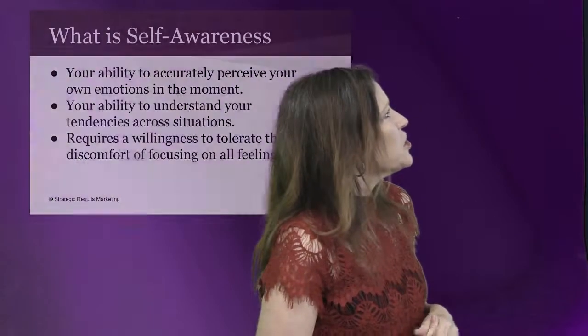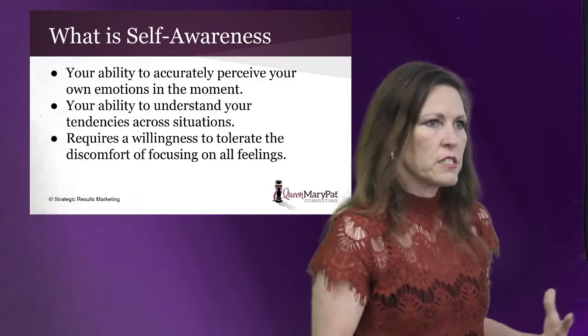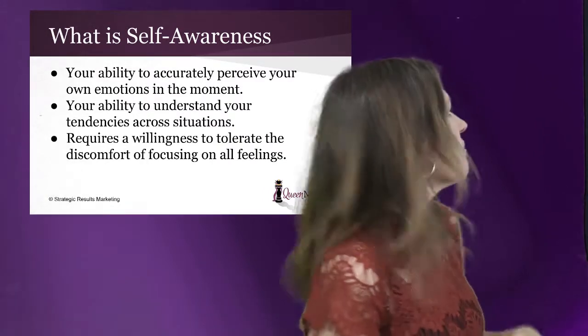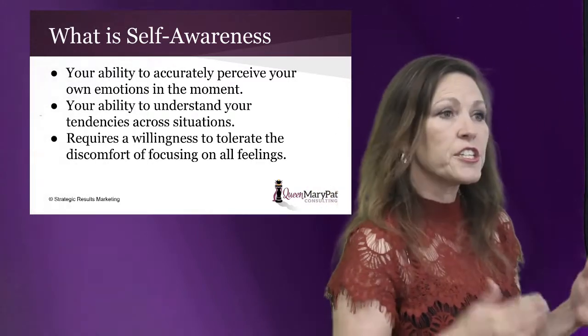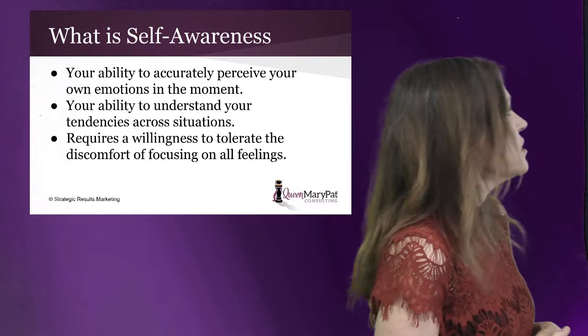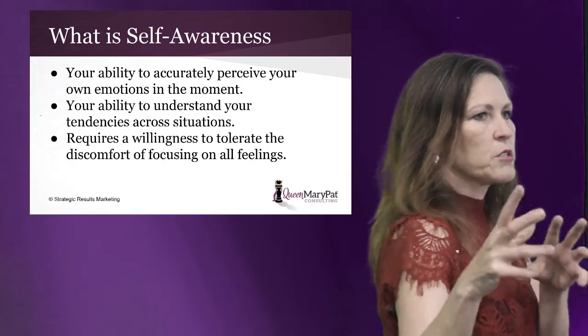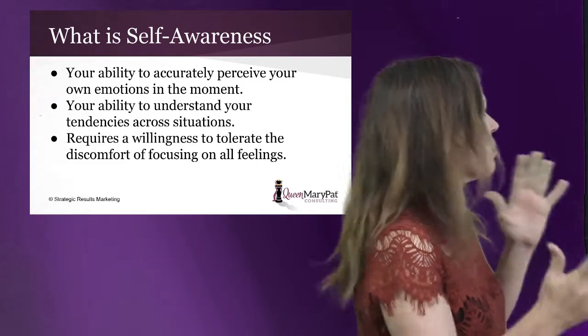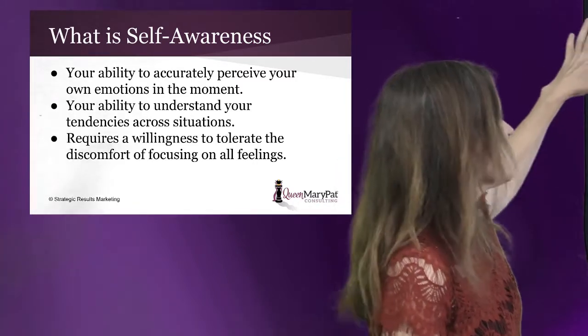So first off, we're going to dive in deeper into self-awareness. This is your ability to accurately perceive your own emotions in a moment. So what's happening to me in this moment? The first step is really noticing it. This is your ability to understand your tendencies across situations. You can foresee what's going to happen, and that usually triggers me. So when you start to become aware like that, you're becoming more self-aware, and that's what we're talking about here.